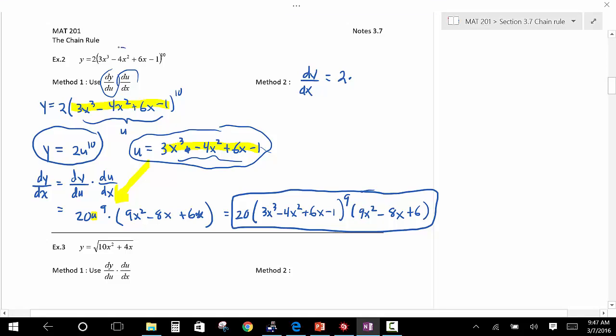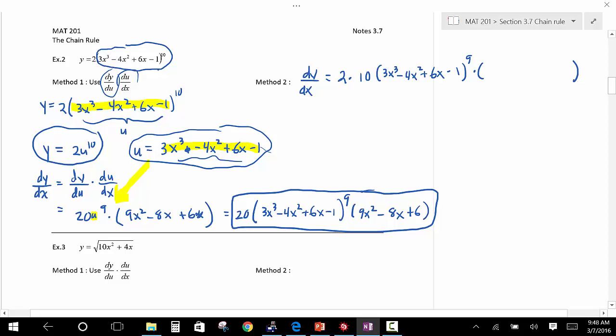Now, just focus on this part of the problem right here. Here's how you do it. Just think of something to the 10th power. So what do you do? You bring the 10 down. You leave what's in the parentheses exactly as it is. Don't touch it at all. You subtract 1 from the exponent, so that's 9. And then you do the derivative of what's inside.